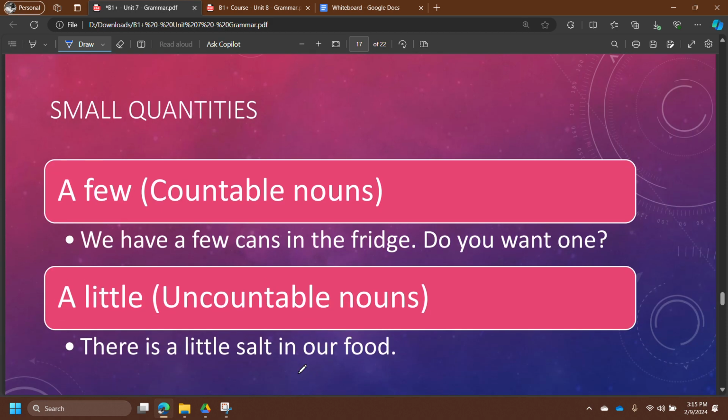And when you're talking about small quantities or small numbers, we use a few for countable nouns or count nouns. For example, we have a few cans in the fridge. Do you want one? Or a little, which is mainly used with uncountable nouns, like there is a little salt in our food. Okay.